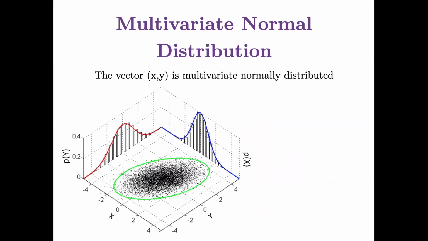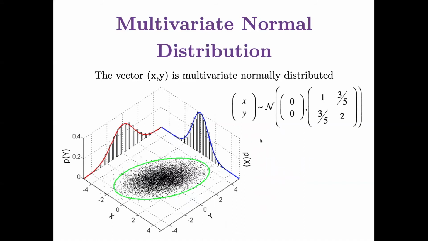So that vector xy, that pair of values, is multivariate normally distributed. And it has a mean of 0, 0, being just the mean of x and the mean of y. That will always be the case. The joint distribution will always have means, the vector mean being the mean of each variable.